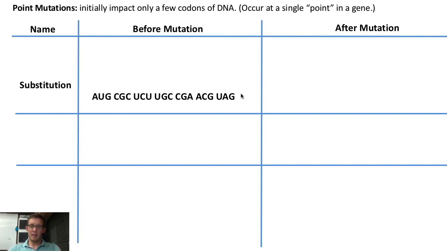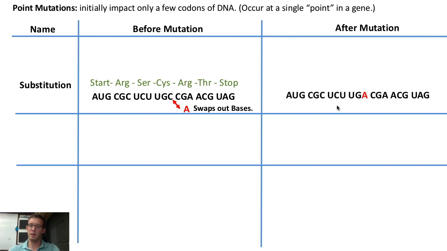And so here we've got a strand of RNA that codes for several amino acids. And during a substitution mutation, one single nitrogen base gets substituted. So in this case, a cytosine is swapped out for an adenine. And so we have our new strand of RNA here.